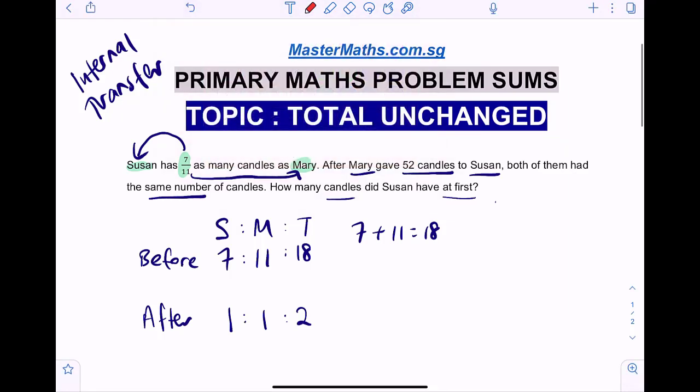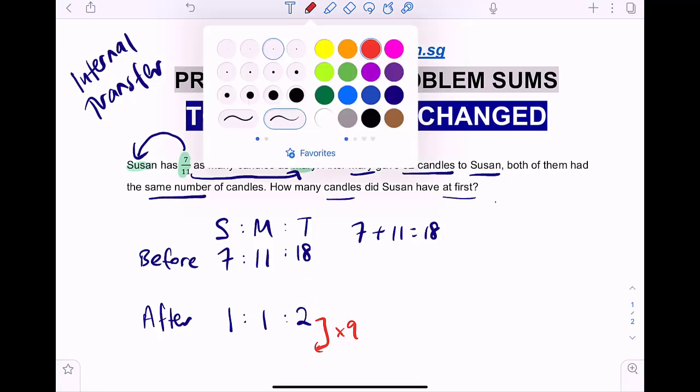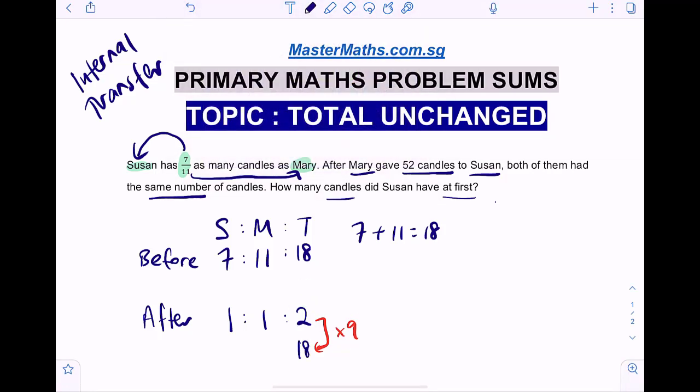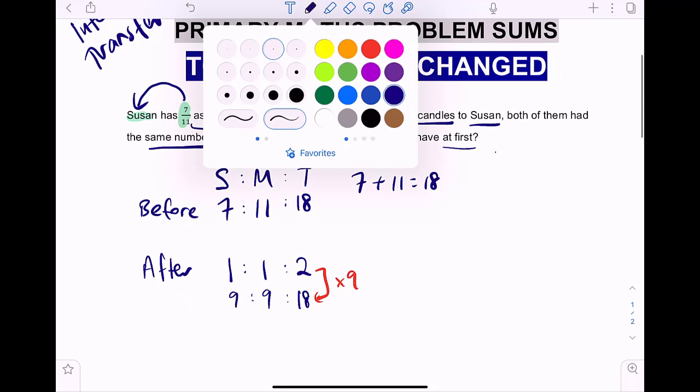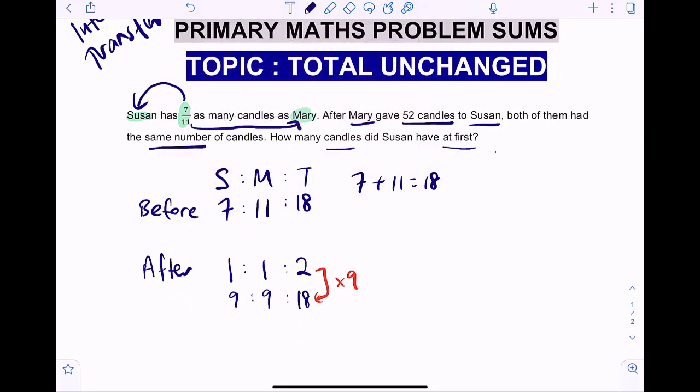which you can actually times by 2. Sorry, not times by 2, times by 9, right? So 2 times 9 will get 18, which is the same as the top part. So 18 here, 9 here, and 9 here as well. So as you can see, there is a change for Susan. So what is the change for Susan? Susan's change from 7 became 9.